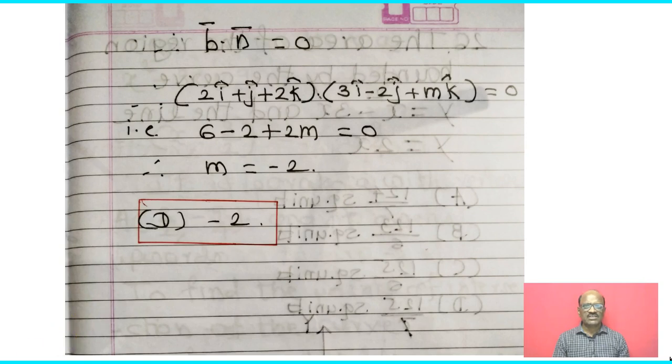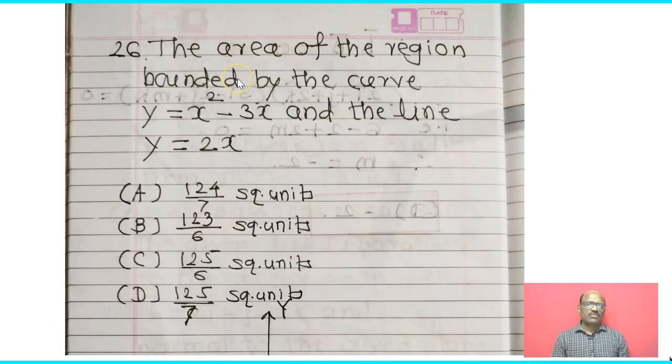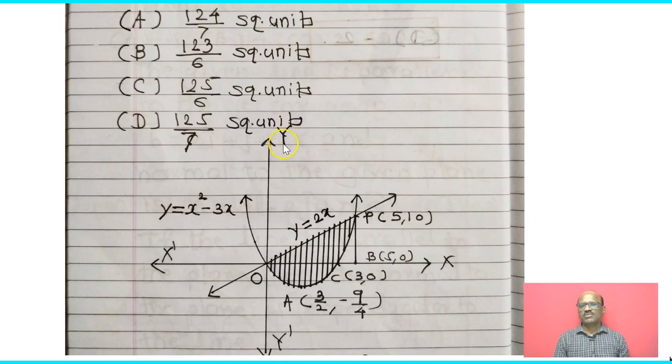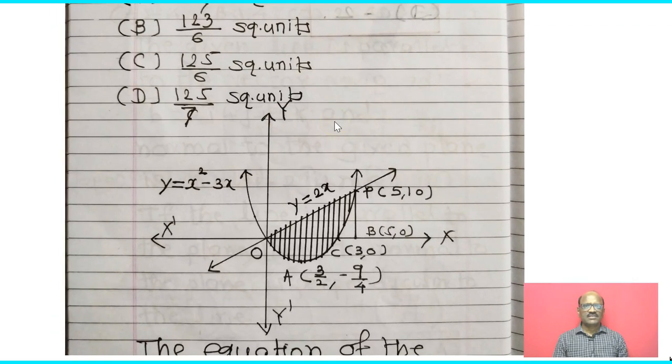Now next question. It is also an application of integration: find the area of the region bounded by the curve y equals x square minus 3x and the line y equals 2x. Now this is a parabola of the form x square equals 4by, that is y equals x square minus 3x, and it is of this type of shape.